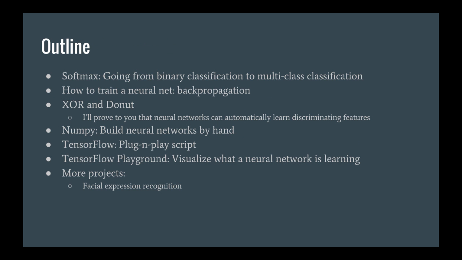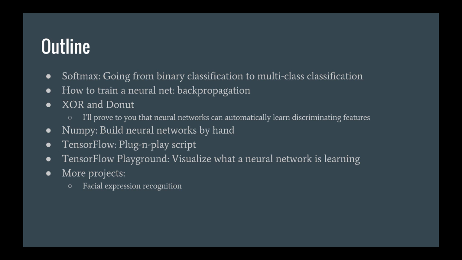So here's an outline of what you'll learn. We're first going to look at the softmax function. Up until now, we've been doing only binary classification. That means discriminating between only two things. Now we're going to learn how to discriminate between any number of things. Next, we'll look at how to train a neural network. This is a very popular method called backpropagation, and I'm going to show you that it's not very fancy at all. Just an extension of what we were doing when we learned about logistic regression.